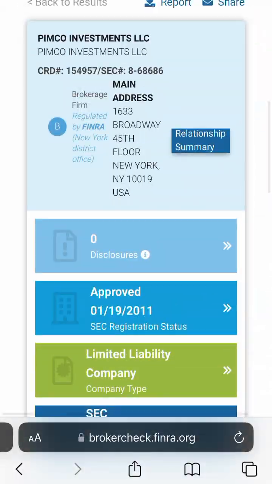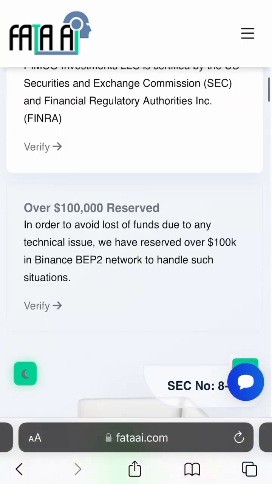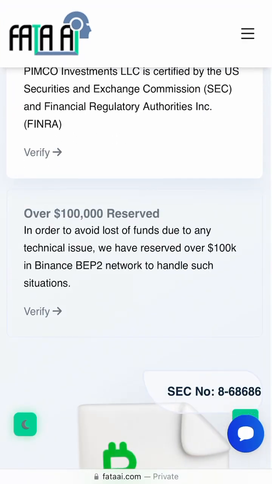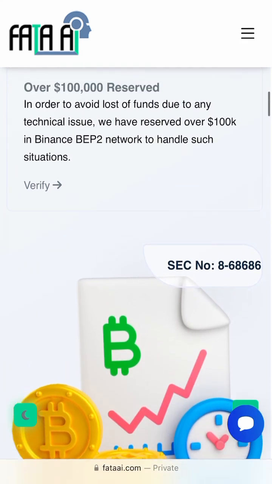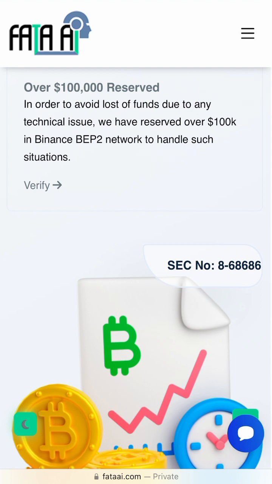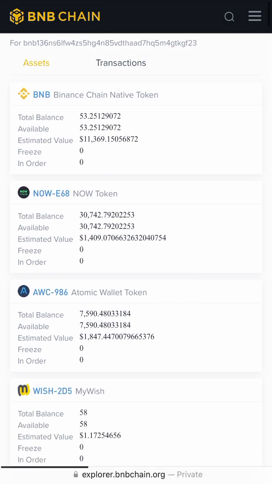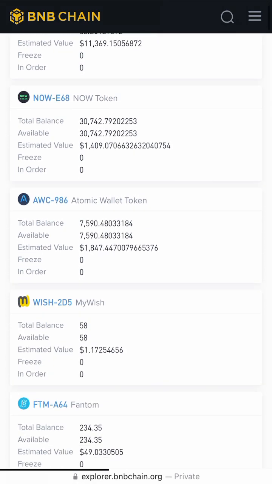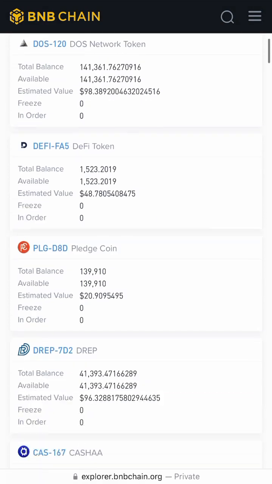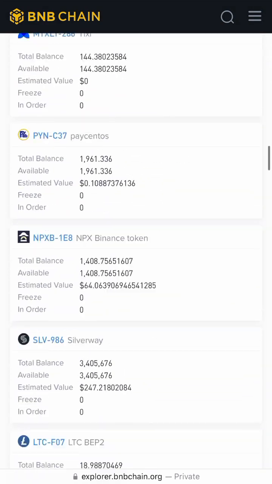And not just this, Fata has up to $100,000 reserved for any unforeseen circumstance. Maybe there is a technical issue, or anything at all, they use it to hold down payments of withdrawals to avoid any delay from their end. You can verify this with just a click. So you see, everything is just as open as a book. You can see everything by yourself. You see BNB chain. There are so many tokens that the money is reserved in. You can scroll through as much as you like.